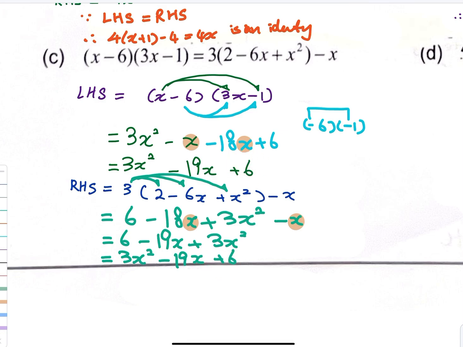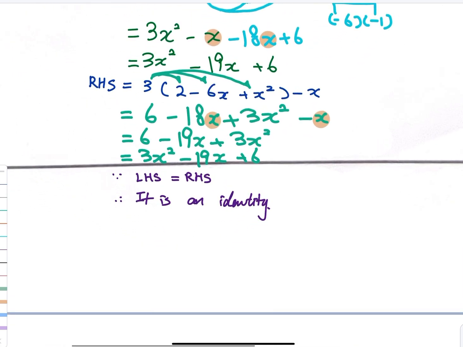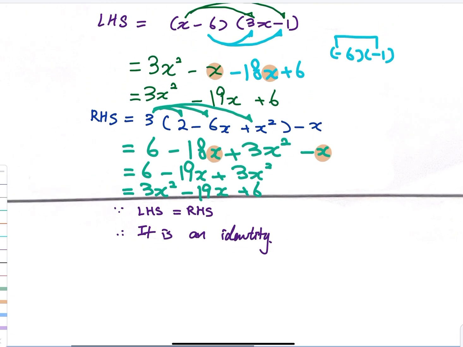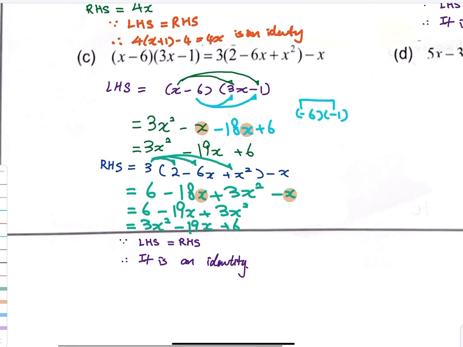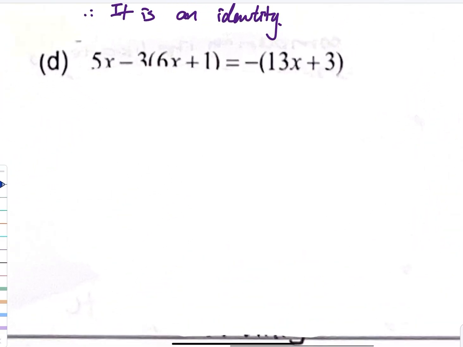Yes. So since they are the same, let me just copy it down because I'm already lazy because I'm using an iPad, right? So I can do this part. Since left hand side equals right hand side, it is an identity. Hopefully you know how to do it now. Let's continue. So what's on our left hand side?